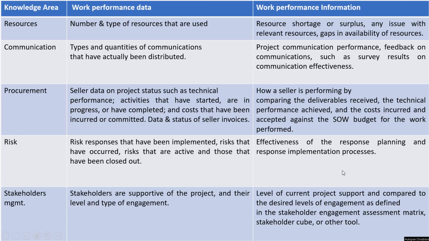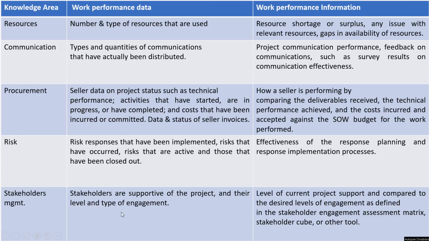Work performance information will tell me the effectiveness of my response planning, and what the implementation process is. How effective was my response planning? Is there any unidentified risk that has occurred in my project which I didn't take note of during my risk planning? Is there any gap in the planning which I have made, or any gap in the implementation that has been made? All of this can be done in work performance information.